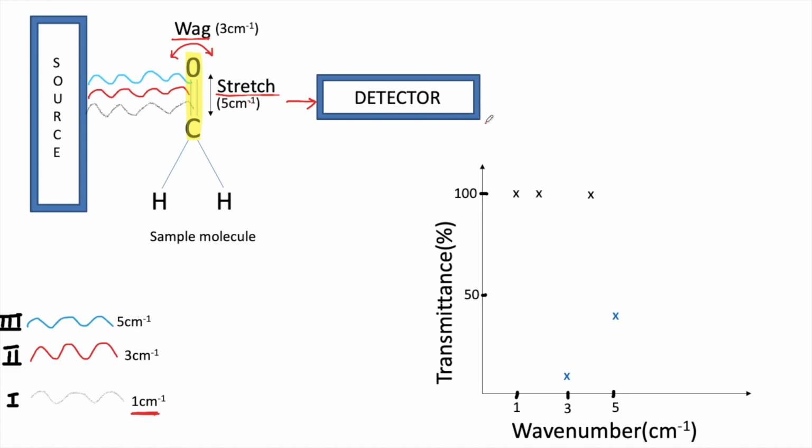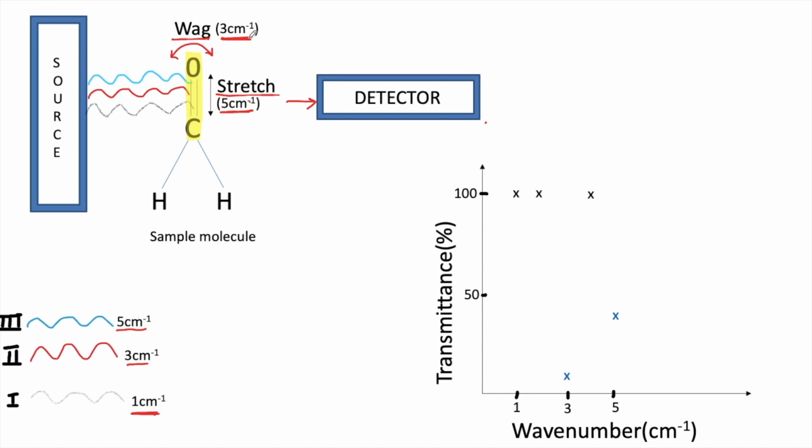Let us talk about case second and third, where we have the IR radiations corresponding to wave number 3 per centimeter and 5 per centimeter. So when these two radiations turn by turn are made to interact with this carbonyl group, we can see that these two radiations are matching with this wave number.